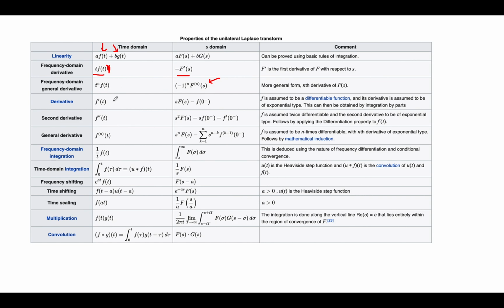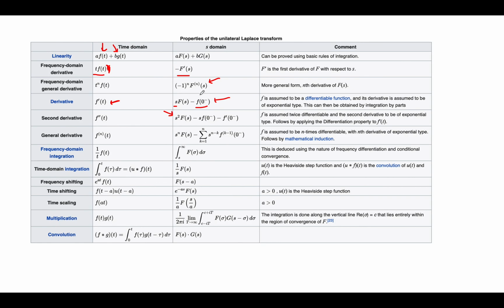We can flip that around and do the derivative in the time domain, and the derivative in the time domain in the frequency domain turns out to be multiplication by s and then a subtraction of the initial condition. And I believe this is one of the ones in the notes that follow that I actually prove. The second derivative I don't think we prove, but the second derivative basically follows the same pattern.